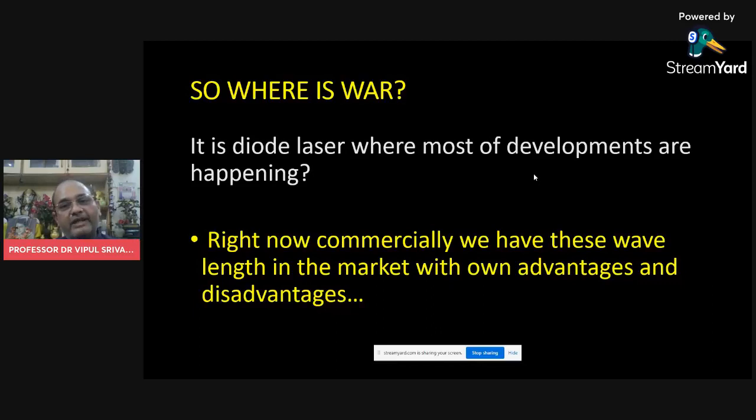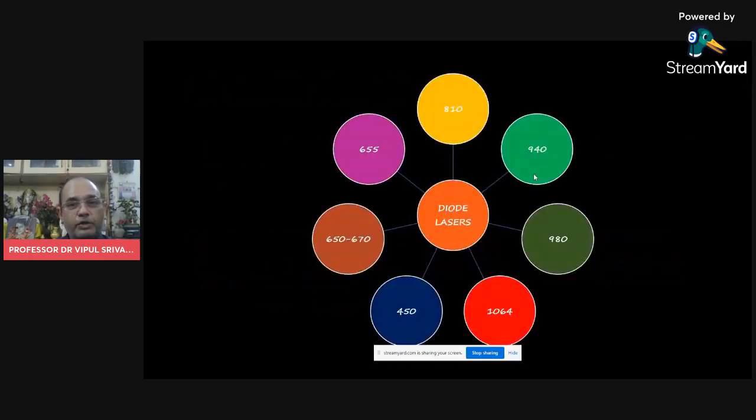Right now, commercially, we have these wavelengths in the market, and they have their own advantages and disadvantages. So how many wavelengths are available right now in the market? You need to understand diode laser. We have got 810 nanometer, 940 nanometer, 980 nanometer, 1064 nanometer, 450 nanometer, 650 to 670 nanometer, and 655 nanometer wavelength.